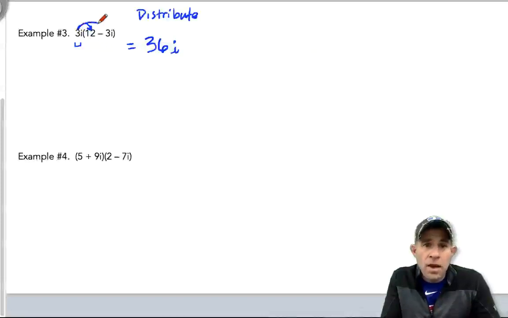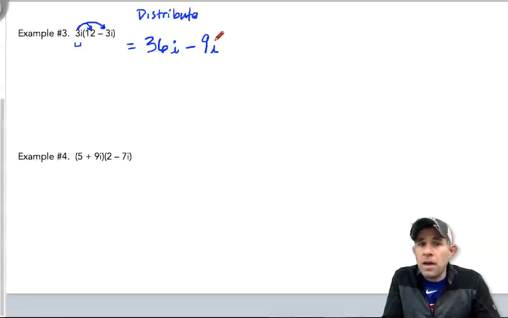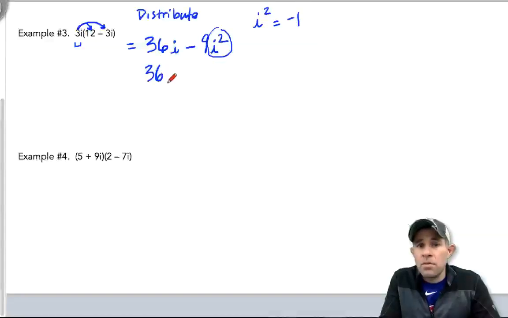Next, we have 3i times a negative 3i. Well, a positive times a negative gives us a negative 9, and i times i results in i squared. Now, this should kind of turn a little light bulb on for you. Remember, a few chapters ago, we learned that i squared is equal to -1. So we can simplify this complex number. This is 36i minus 9 times a -1. So a negative 9 times a -1 results in a positive 9. So this is really 36i plus 9.